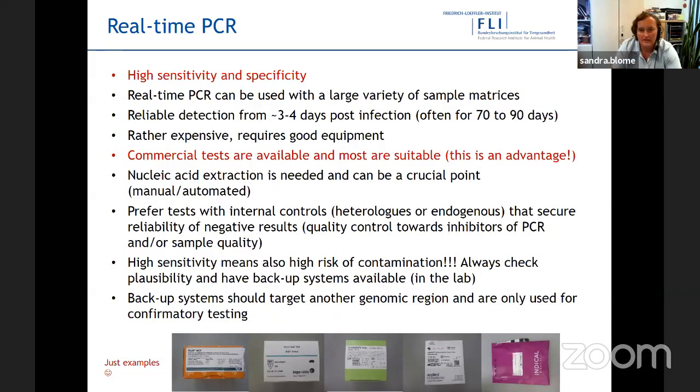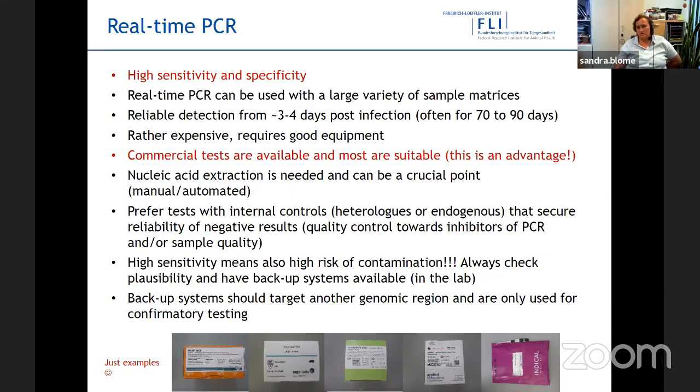You should prefer tests with an internal control. It can be either heterologous or endogenous, but these internal controls secure reliability of negative results. The quality control is towards inhibitors of PCR and/or the sample quality. But high sensitivity also means that you have a higher risk of contamination. You should always check plausibility of results and have a backup system available in the lab.